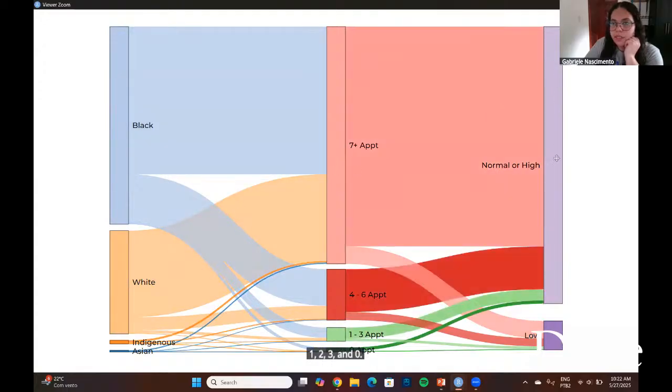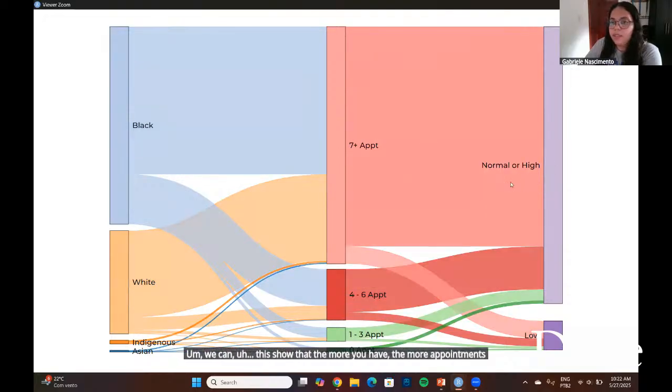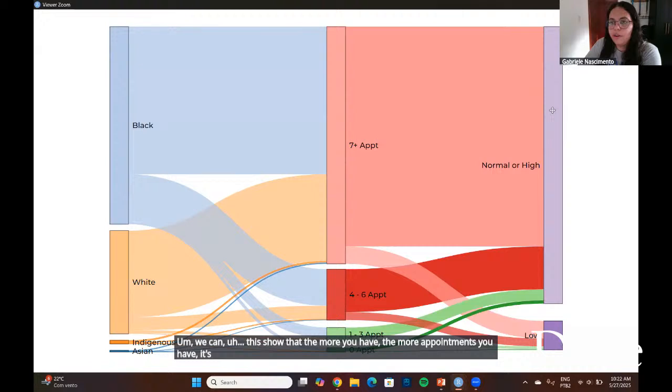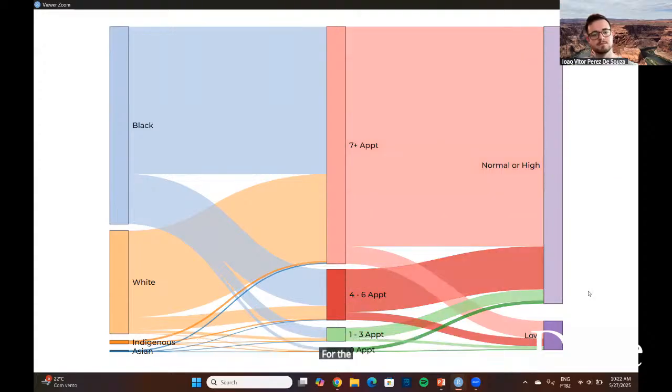And for the outcome it is the same thing. We can show that the more appointments you have, the better it is for the outcome, a normal or high weight for the baby.